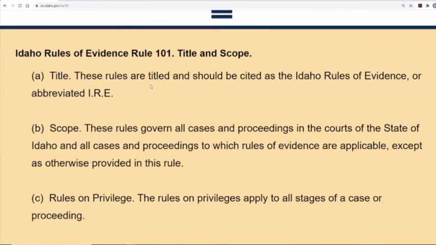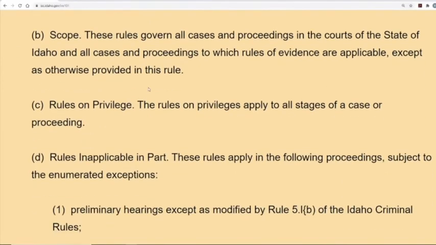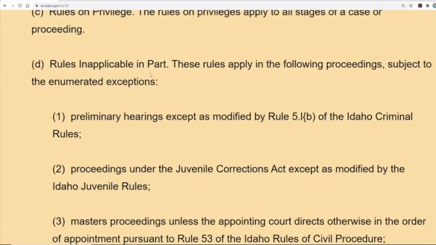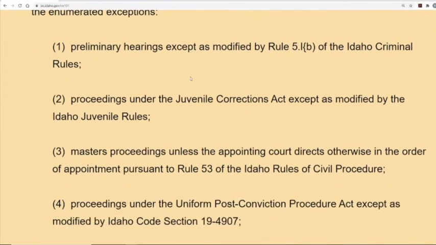These rules are titled and should be cited as Idaho Rules of Evidence, or abbreviated IRE. Scope. These rules govern all cases and proceedings in the courts of the state of Idaho and all cases and proceedings to which the rules of evidence are applicable, except as otherwise provided in this rule. Rules on privilege. The rules of privilege apply to the stage of the case of the proceeding. Rules applicable in part. These rules apply in the following proceedings subject to enumerated exceptions.